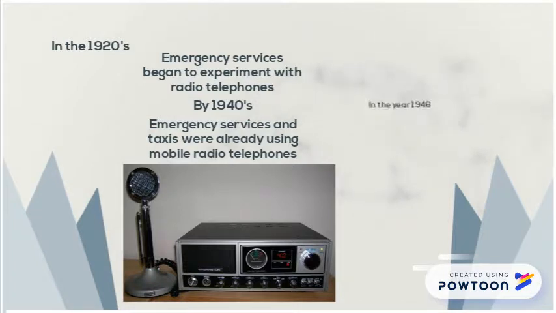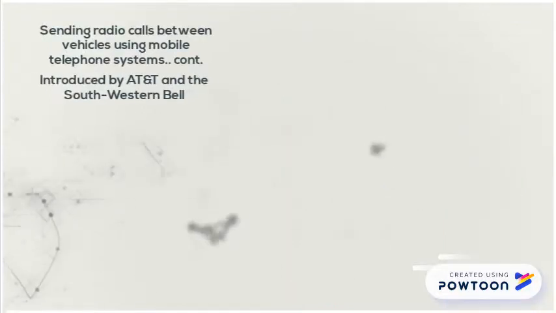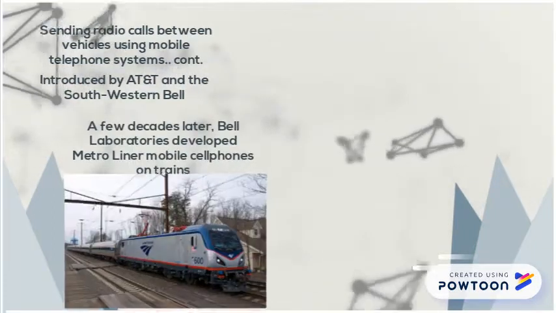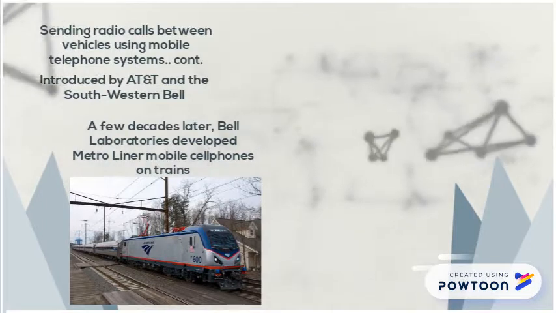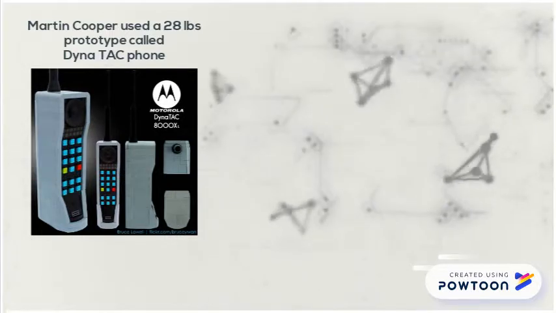In the year 1946, sending radio calls between vehicles using mobile telephone systems was introduced by AT&T and Southwestern Bell. A few decades later, Bell Laboratories developed Metroliner mobile cell phones on trains. Martin Cooper of Motorola made the first cell phone call in the year 1973. He used a 28-pound prototype DynaTAC phone.